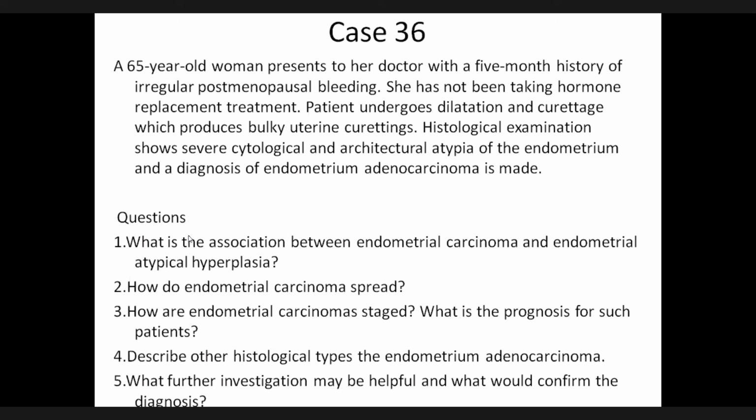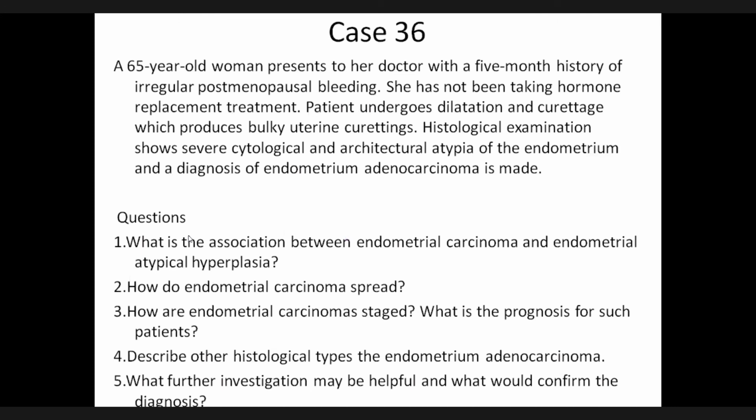Number 3, how is endometrial carcinoma staged? And what is the prognosis for such patients? Stage of invasion development: first stage is dysplasia type 1. Second stage, dysplasia type 2. Third stage, dysplasia type 3. And fourth stage is invasion. Dysplasia may have a good prognosis, maybe. But invasion is a poor prognosis.